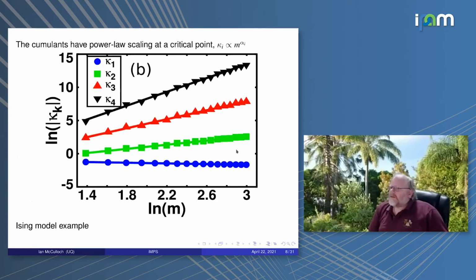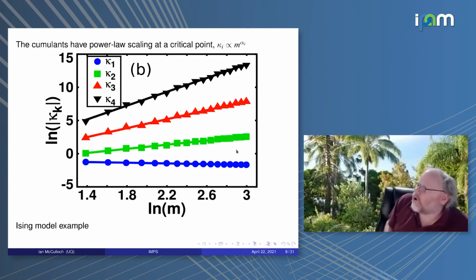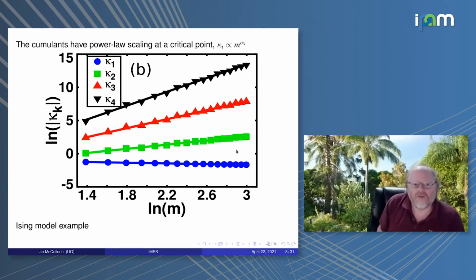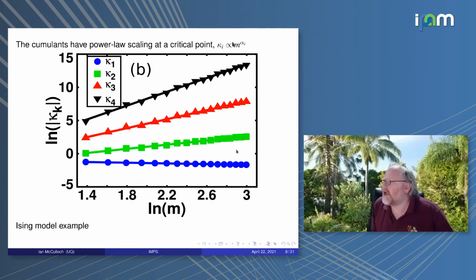Okay. So at a critical point, all of our cumulants have a power law scaling with respect to the bond dimension. So my kappa_i is going to scale with my bond dimension M as some critical exponent, which I refer to here as alpha_i, the exponent attached to the ith cumulant.